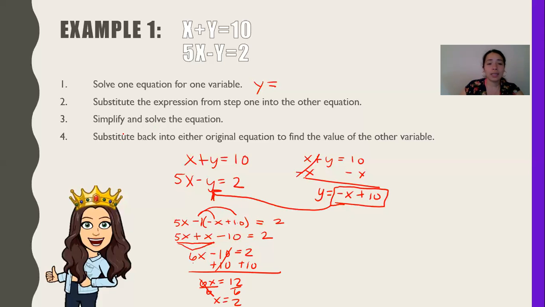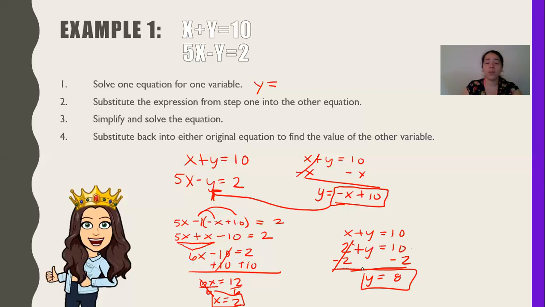So looking at, like it says, substitute back into either original equation to find the value of the other variable. So I'm going to take x plus y. And remember, we found out what x is equal to. So 2. And then we take away 2 on each side. And that cancels out. And 10 minus 2 is equal to 8. So now we have an x and we have a y.